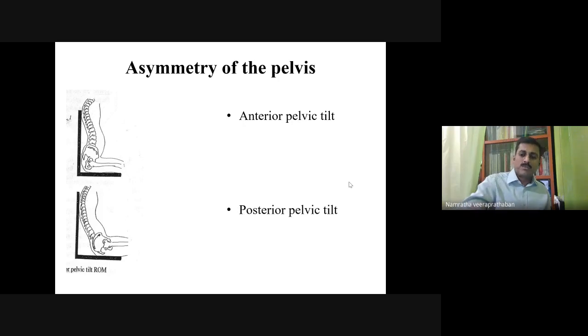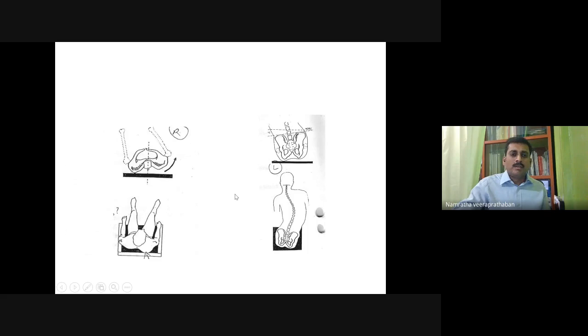Now let's see anterior pelvic tilt. In this picture, the ASIS of the pelvis is in front of the GT, the greater trochanter. If the ASIS moves forward of the GT, it is called anterior pelvic tilt. In the second picture, the ASIS is behind the GT, and it's called posterior pelvic tilt. The first picture here is pelvic rotation. If one ASIS is forward and one ASIS is backward, this is called pelvic rotation. Pelvic obliquity is when one ASIS is higher and one ASIS is lower.